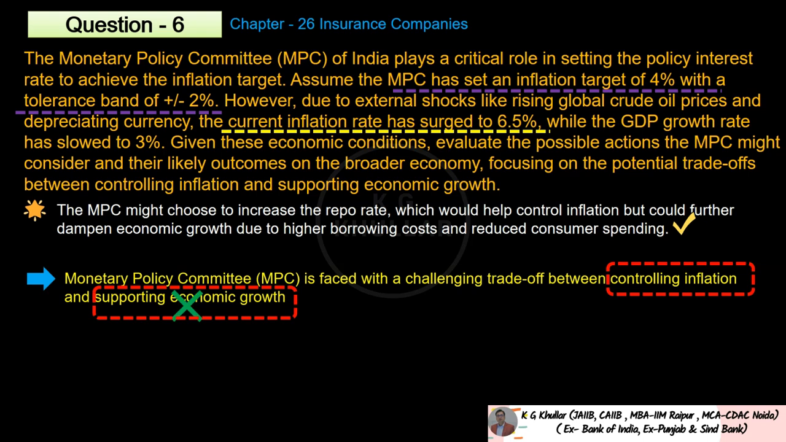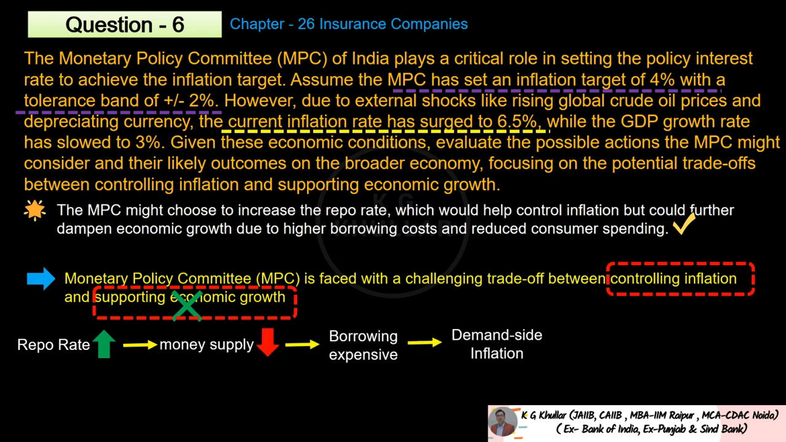So by increasing the repo rate, the MPC aims to reduce the money supply in the economy, thus making borrowing costly. Now friends, please note this action in fact helps to curb the demand side inflationary pressure, which can ultimately help in bringing inflation back within the targeted range.